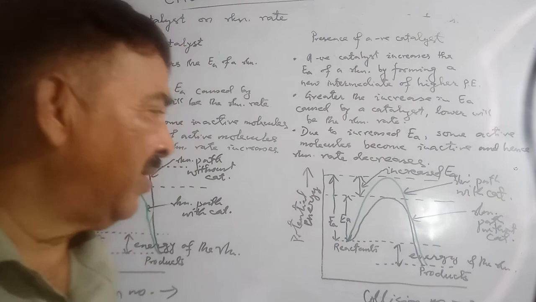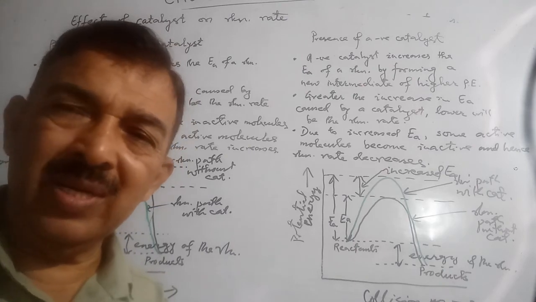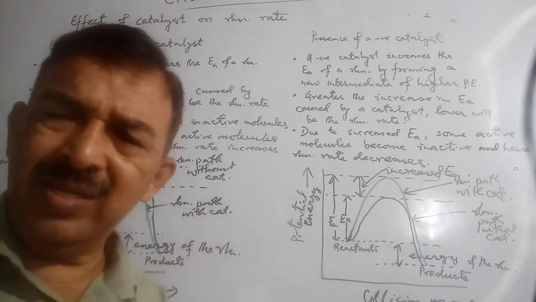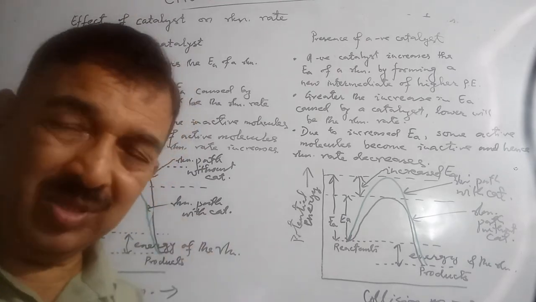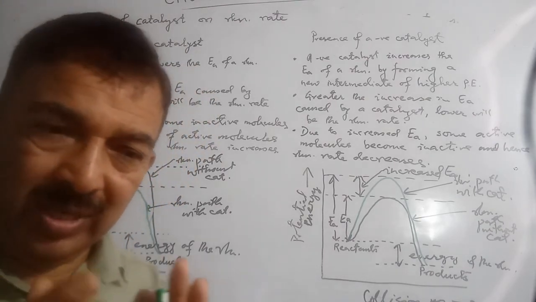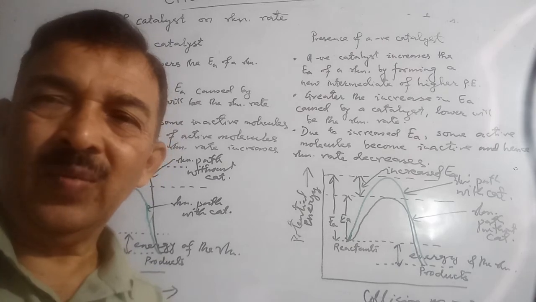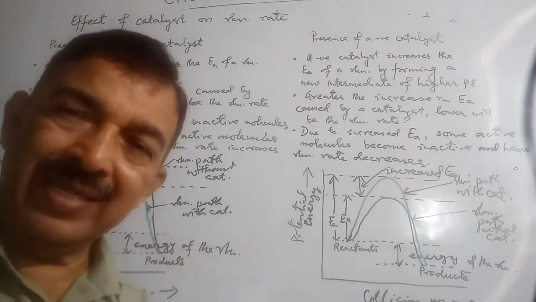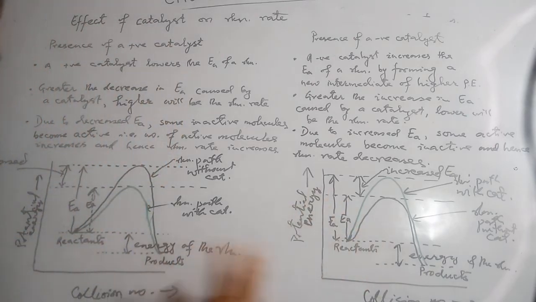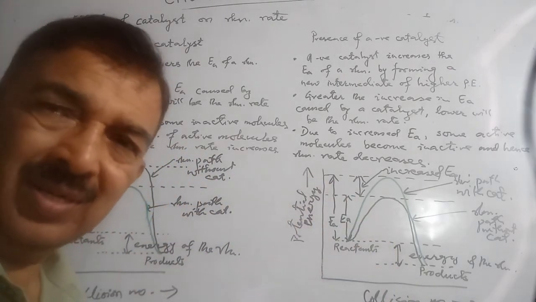In this particular case, in the presence of a negative catalyst, the activation energy of the reaction gets increased. As a result, some of the active molecules will become inactive due to the increase in activation energy of the reaction. So in this way, the number of active molecules will decrease, which will further decrease the rate of the reaction. I hope graphically it is clear about the positive catalyst and the negative catalyst. Thank you.